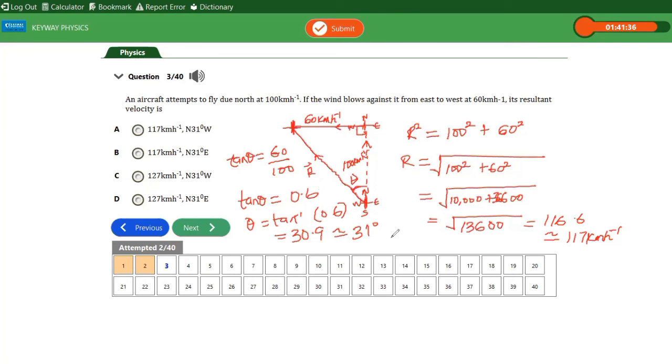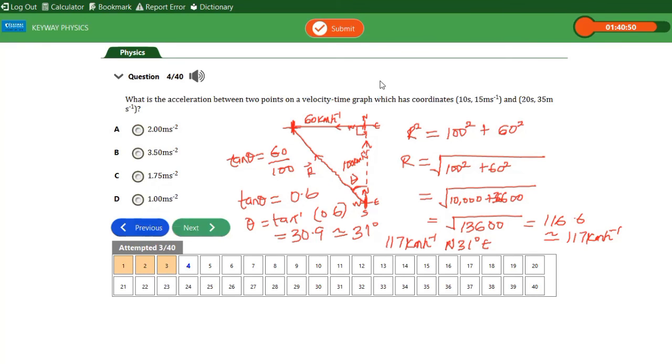So the answer is going to be 117 kilometer per hour, north, 31 degrees of west. And the correct option there is D. No, the correct option here, north of west, is A. You see, you can get the answer, but if you mistakenly use a different direction, you get it wrong. So be careful with this kind of answer. Don't be in haste, don't be in a rush to pick an answer. Make sure you calm down and look very well before you select your answer.